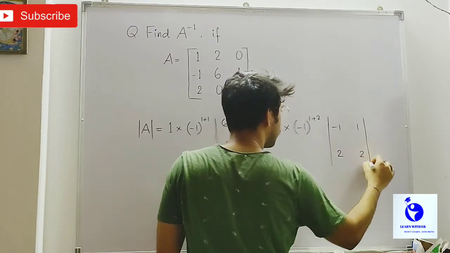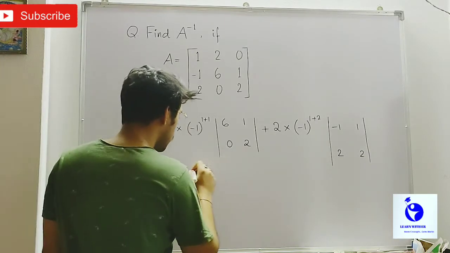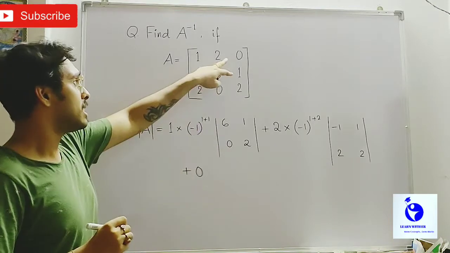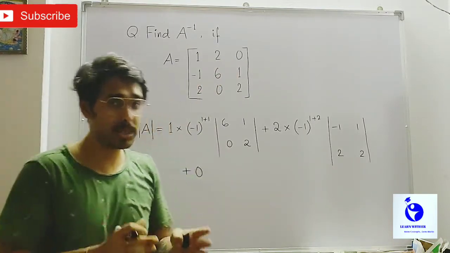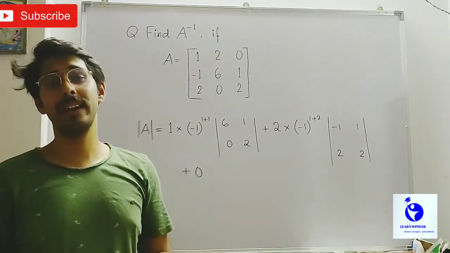The determinant of that will be the minor. And finally, we are going to add 0. Now, since we have a 0, don't you think we don't need to multiply anything else with 0? Because we know that whenever we multiply something with 0, the end result is 0.